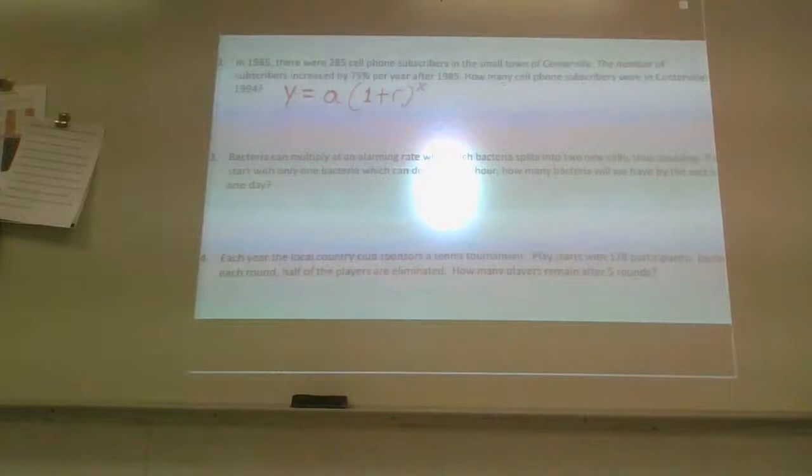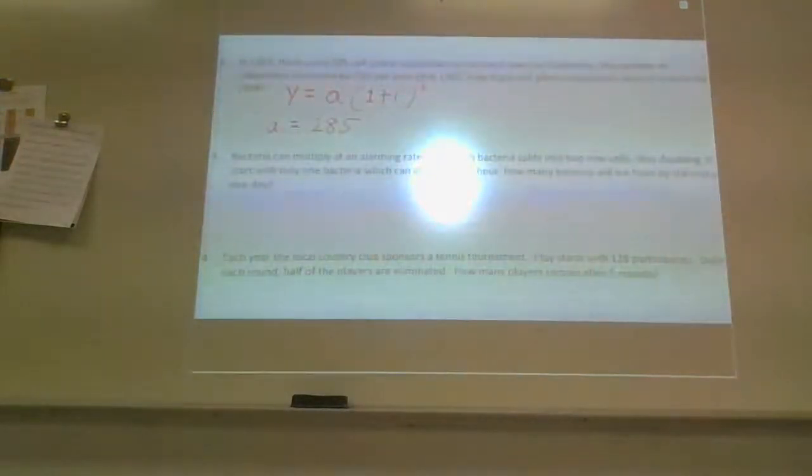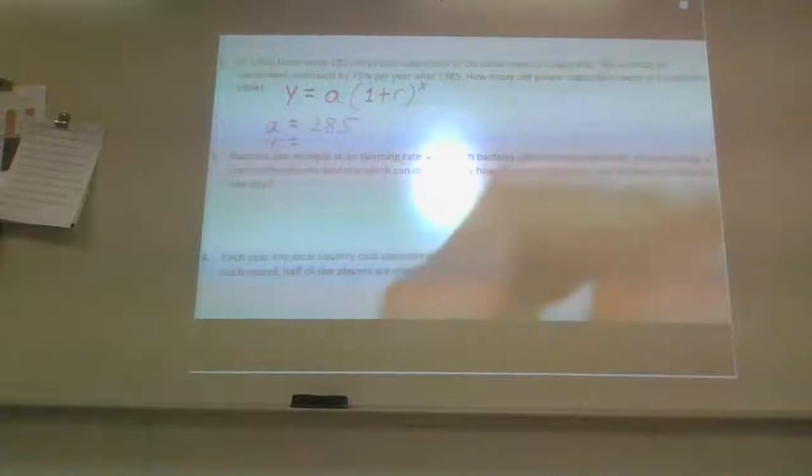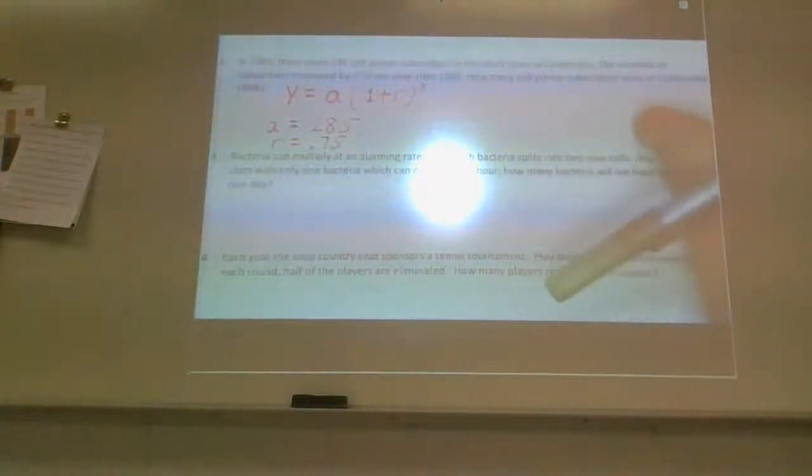Do we have the value for A? Yeah, because A is what? The initial value. Do we have the value for R? Yes, and make sure you put it in as 0.75. You have to convert it before you put it into the formula. Make sure it is converted.